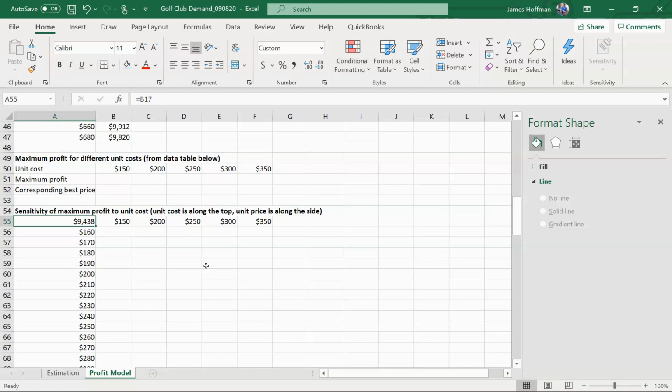Okay, so the table's kind of set up, and what we're trying to do is find out how profit changes when unit cost changes and unit price changes. So when the cost to produce the clubs and the selling price of the clubs changes, what happens to profit? When both of those things change, it's a two-way table. So if you got this here, equals B17, go ahead and select this whole area.